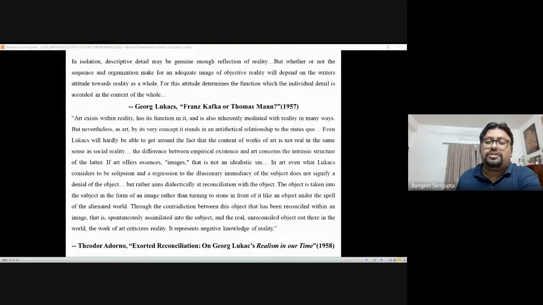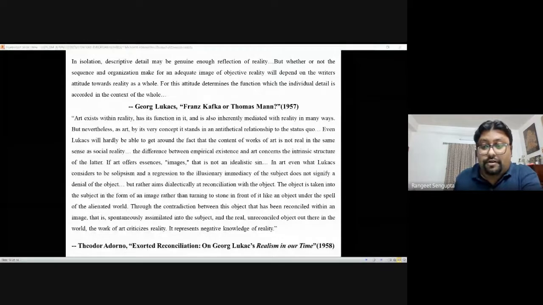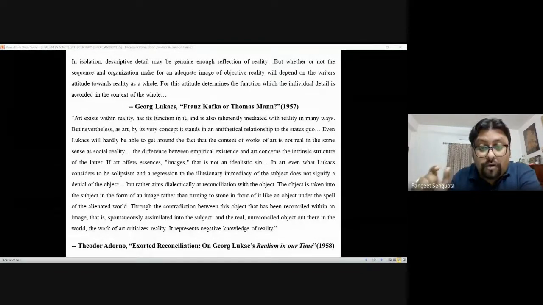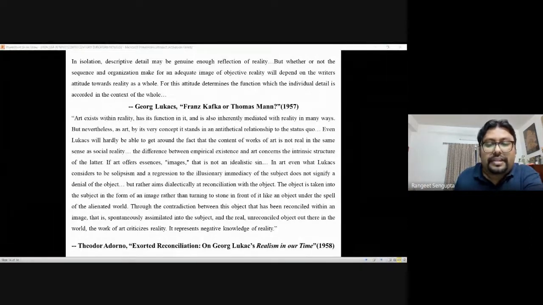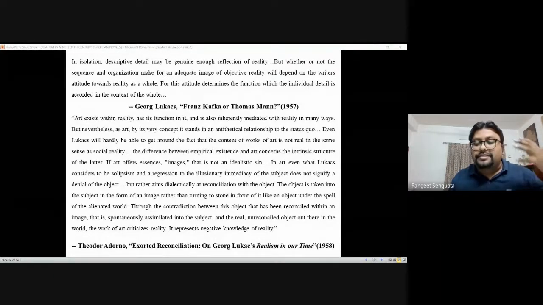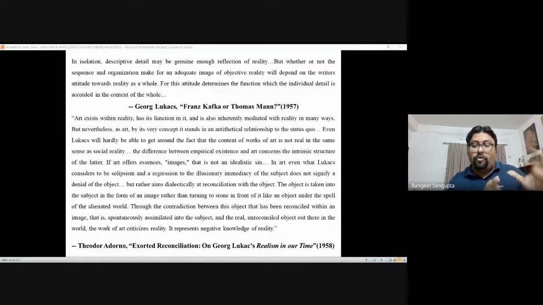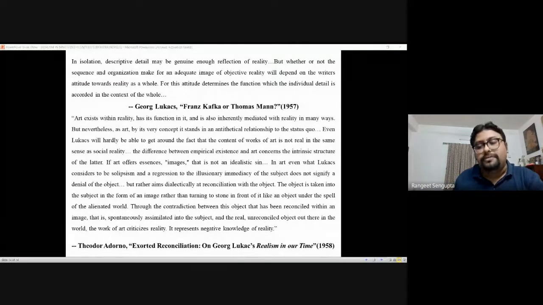"In isolation, descriptive detail may be genuine enough reflection of reality. But whether or not the sequence and organization make for an adequate image of objective reality will depend on the writer's attitude towards reality as a whole. For this attitude determines the function which the individual detail is accorded in the context of the whole." Unquote. Flaubert's devastating revelation about the transcendent nothingness of the subject evidently disturbs Lukács, as it disrupts his cherished envisioning of the whole, or the Hegelian totality, as the desired objective of realism in fiction.